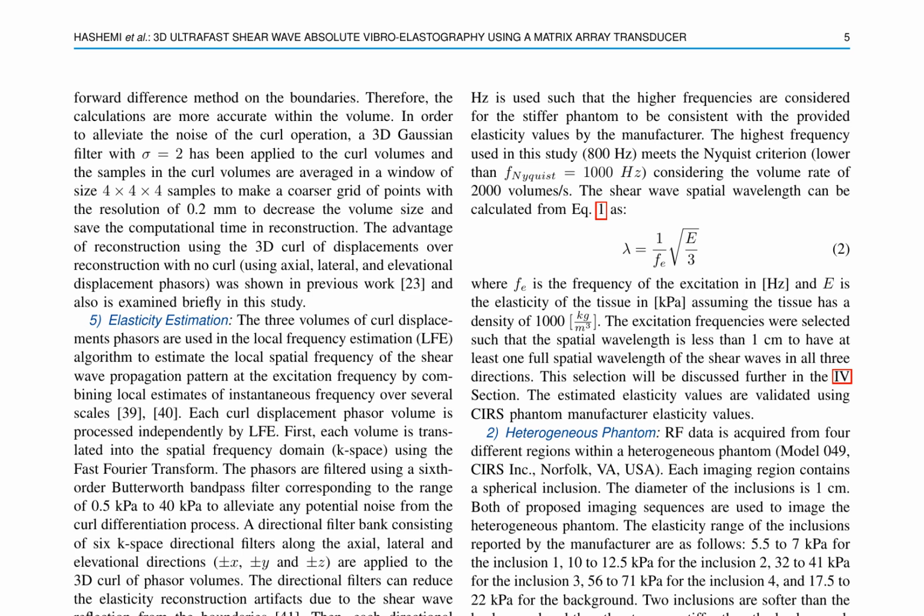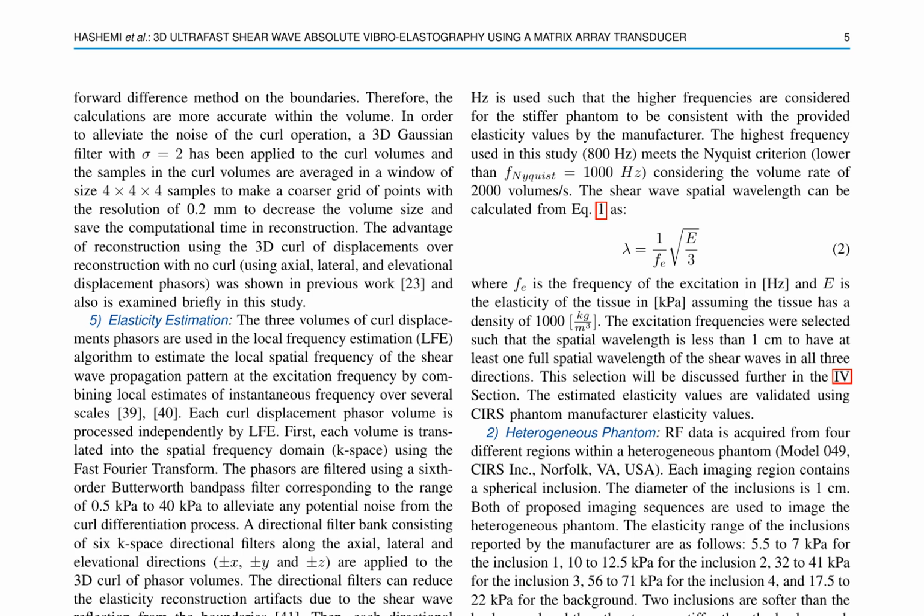The local frequency estimation algorithm is used to estimate the local spatial frequency of the shear wave propagation pattern at the excitation frequency. The phasors are filtered using a 6th-order Butterworth bandpass filter and a directional filter bank consisting of 6 K-space directional filters along the axial, lateral, and elevational directions. A radial filter bank comprising log-normal filters is applied to each directional component, providing a narrowband estimate of local frequency for multiple angular wave numbers.